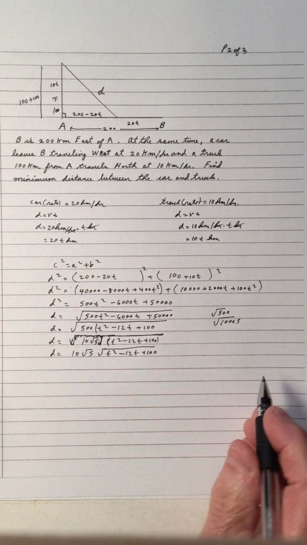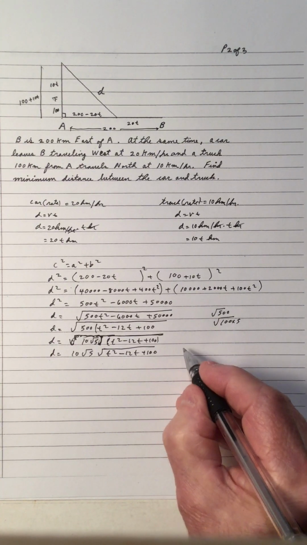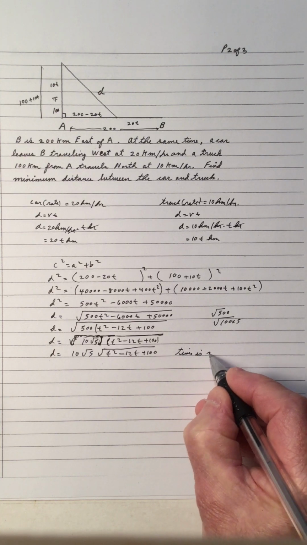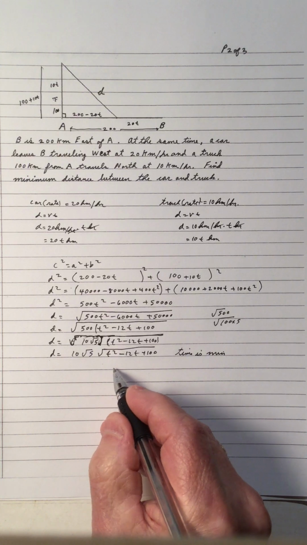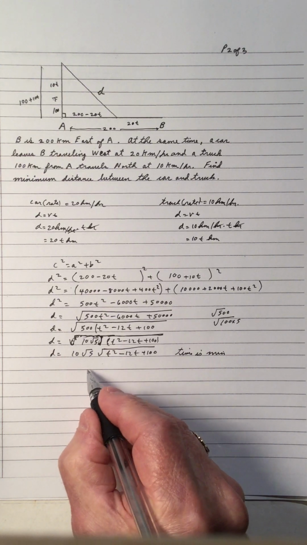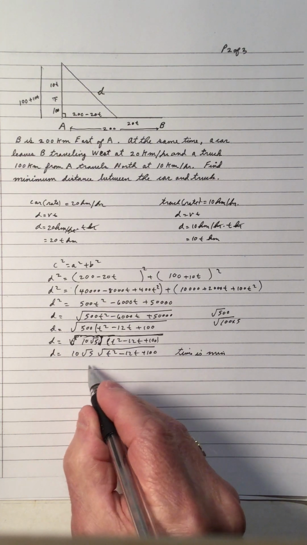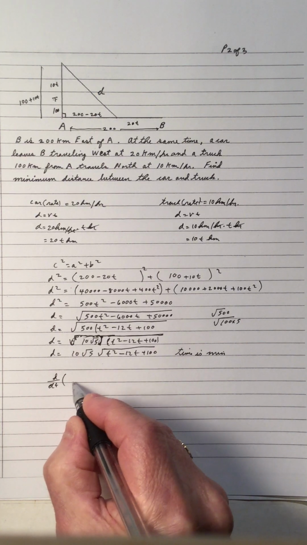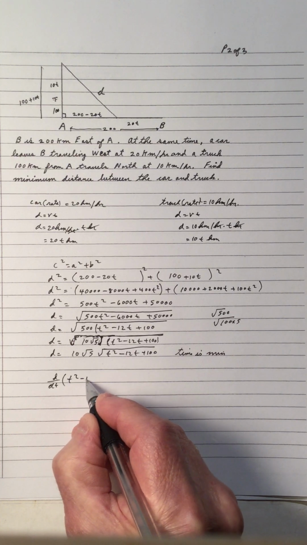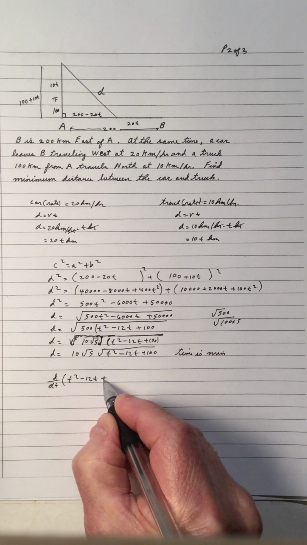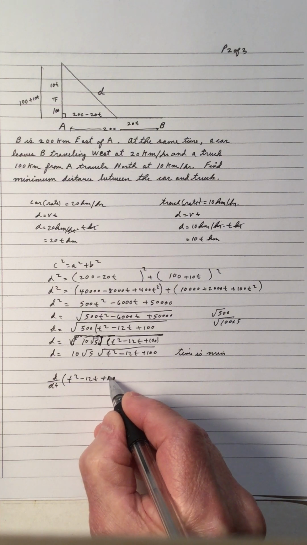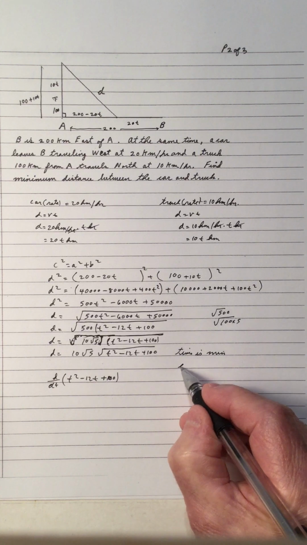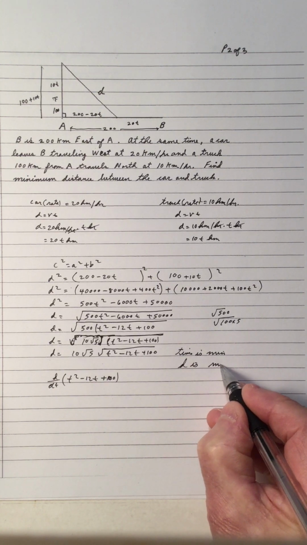So the distance is a minimum where time is a minimum. So that means that we're going to have to do the derivative of the inside. So we're going to do d dt on t squared minus 12t plus 100. We're going to do the derivative on the inside of here. So if t is a minimum, then distance is the minimum.